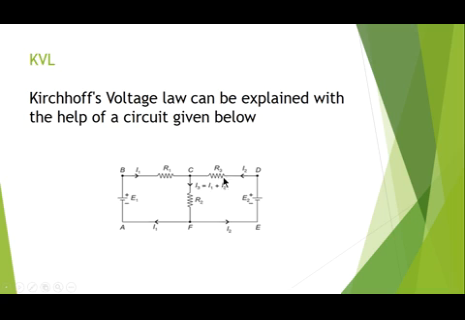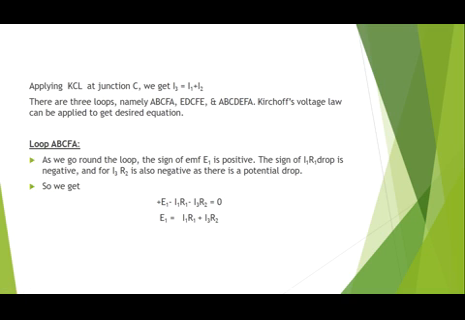Here we are applying Kirchhoff's current law. Hence I3 is equal to I1 plus I2. So now we are going to apply KVL to all 3 loops. First, I already told you that at junction C we get I3 equal to I1 plus I2 with the help of KCL, and we have 3 loops named here.